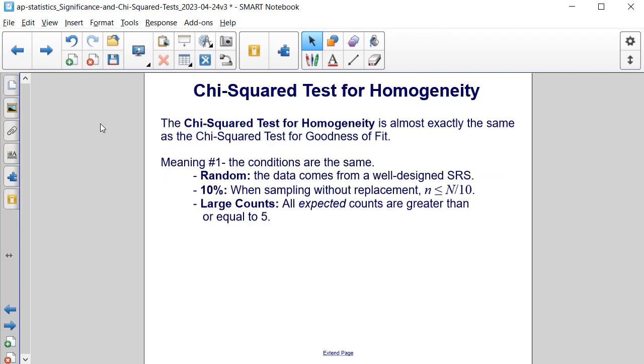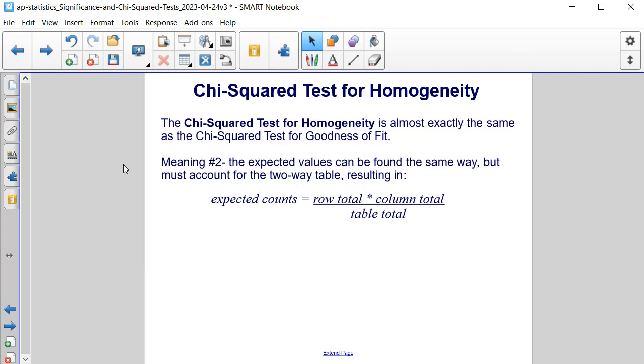The chi-squared test for homogeneity is almost exactly the same as the chi-squared test for goodness of fit. Meaning number one, the conditions are the same. It has to be random, meaning the data has to come from a well-designed simple random sample. For the 10% rule, when sampling without replacement, the sample size must be less than or equal to the population size divided by 10. And by the law of large counts, all expected counts must be greater than or equal to 5.